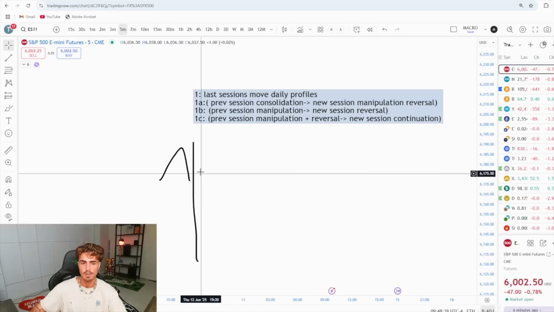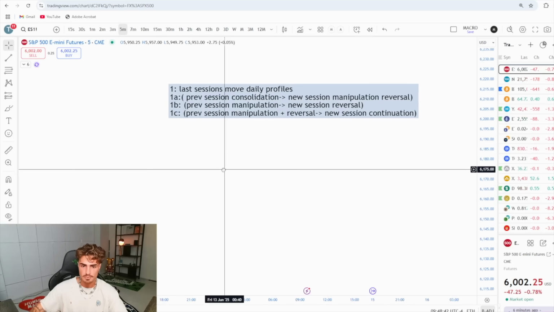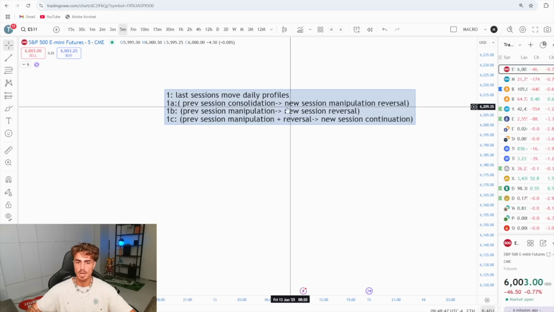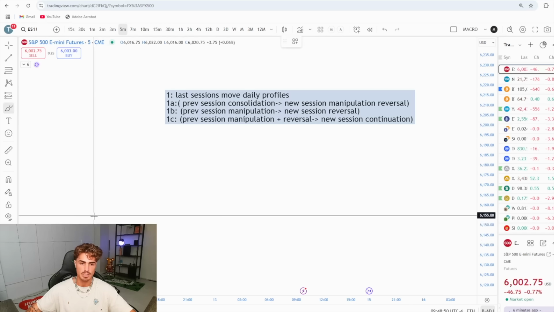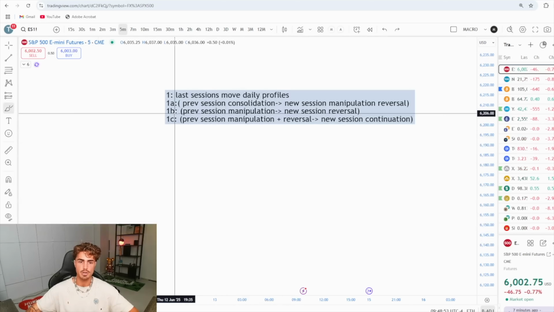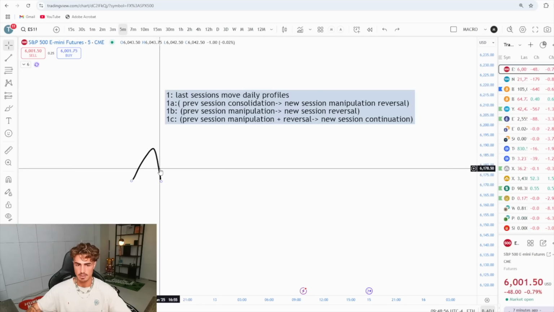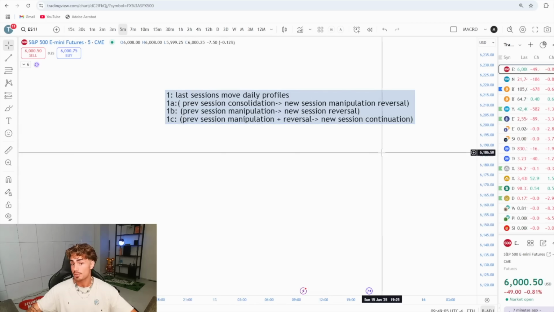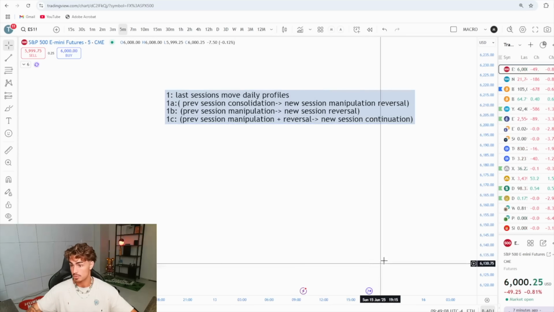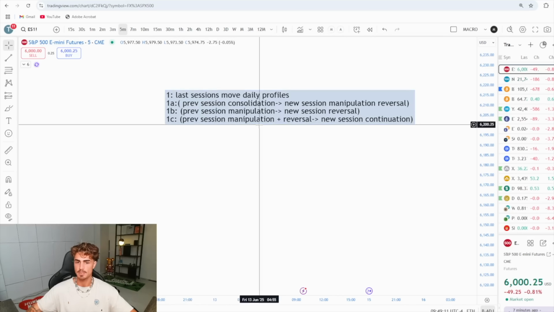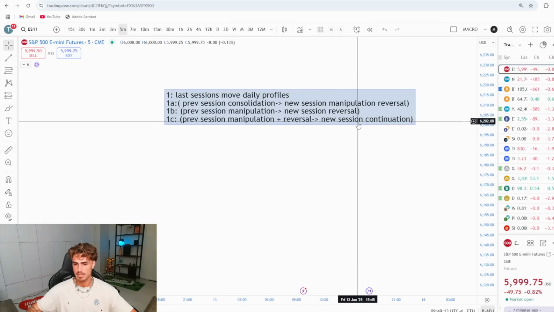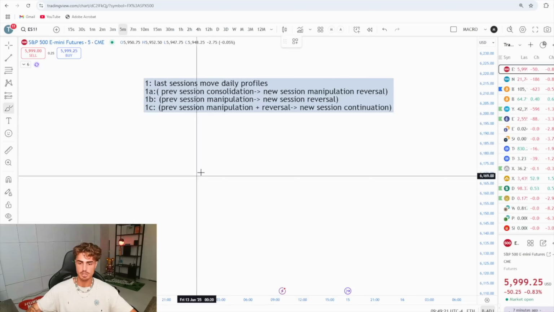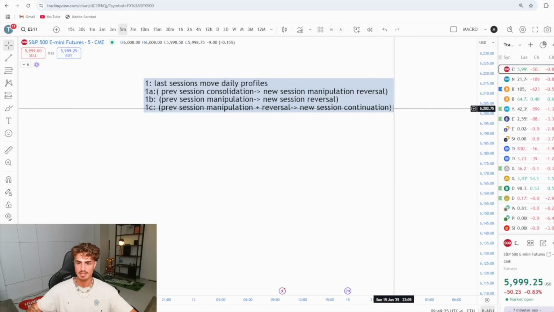And I know you're probably saying, well, it can't be that simple. It really is. And that's the first thing that we're looking at. We're looking at what did the previous session do? Did the previous session consolidate? And by consolidation, it doesn't mean it just has to go sideways. It just means there's no form of manipulation, okay? Because the other two profiles have a form of manipulation, whether it's manipulation without the reversal, we're expecting the new session to give us the reversal, or manipulation with the reversal, we're expecting the new session to continue that trend higher. Versus consolidation, there's just no manipulation of high time frame draws on liquidity.